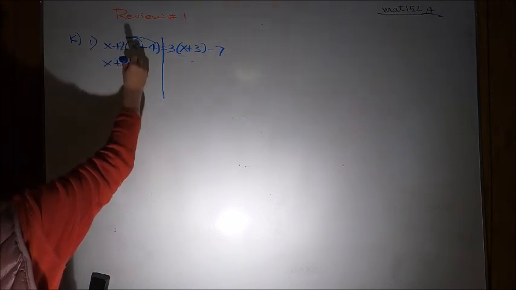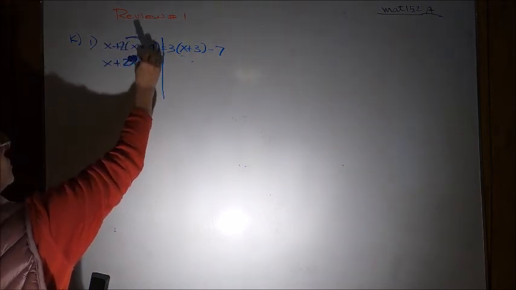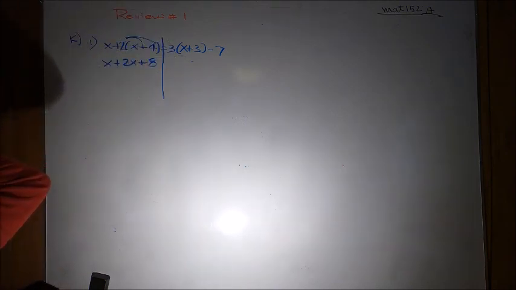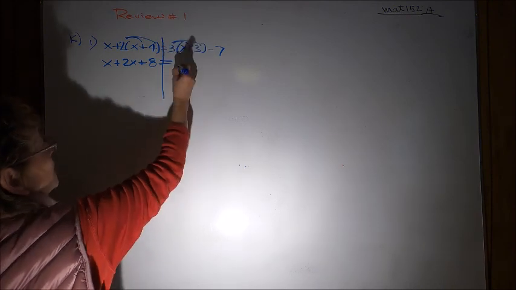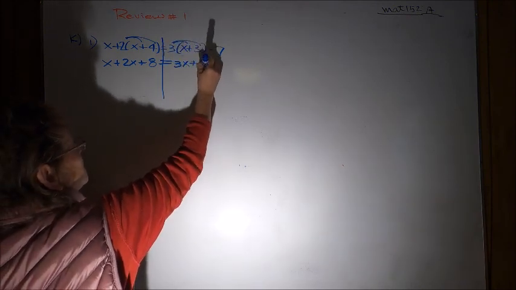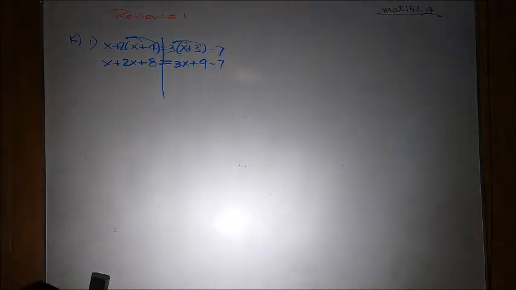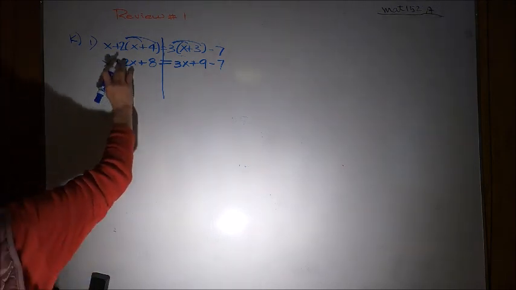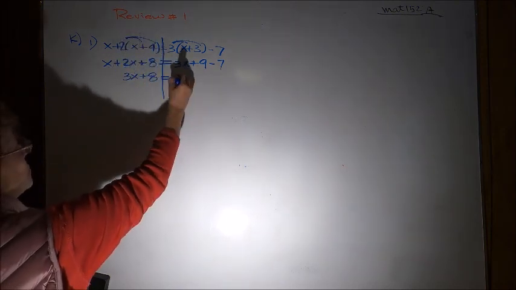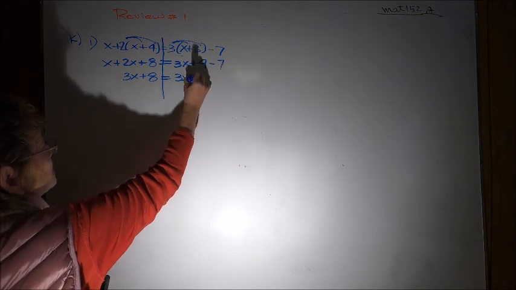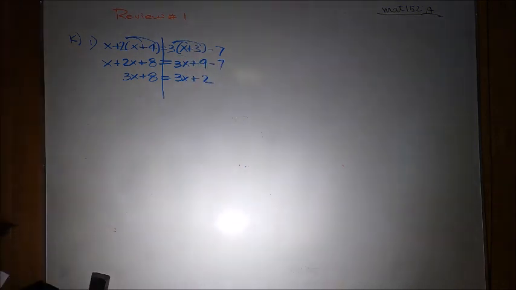x plus 2x and 2, right? You make sure you multiply 2 to everything inside. And this one will be what? 3x plus 9 equals minus 7. Then, to make it simpler, we do what? Combining like terms, right? So this together will be 3x plus 8. This together will be what? 3x. Combine your numbers, right?